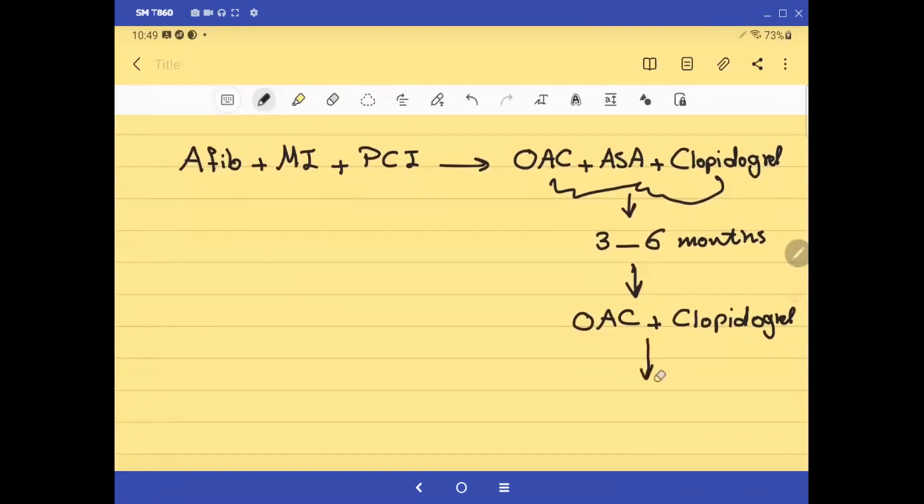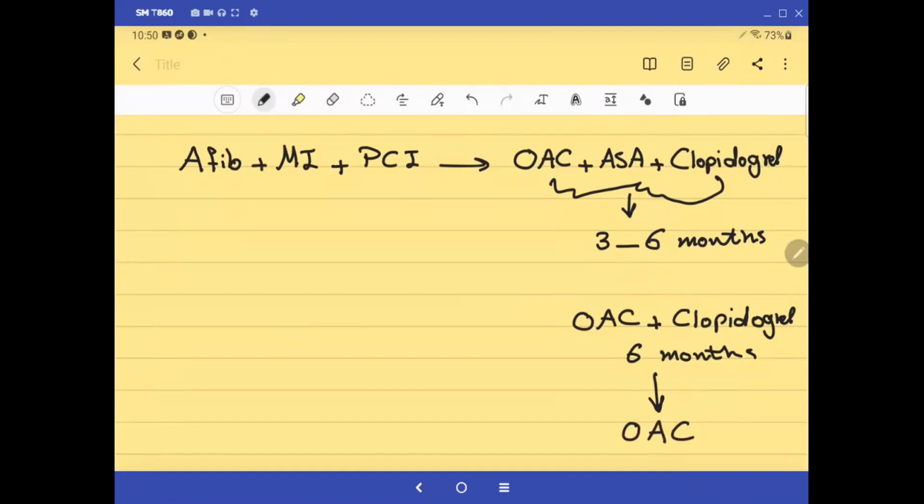Okay, Ziad? After the year is done, what will you take? Oral anticoagulant. Yes, because we have agreed that the one we stop is the antiplatelet, the clopidogrel. So you will be alone on oral anticoagulant.